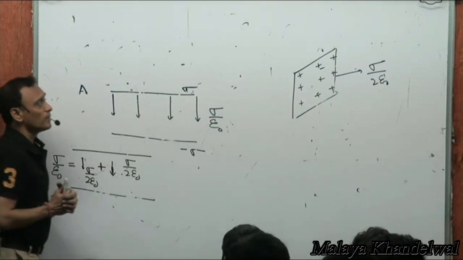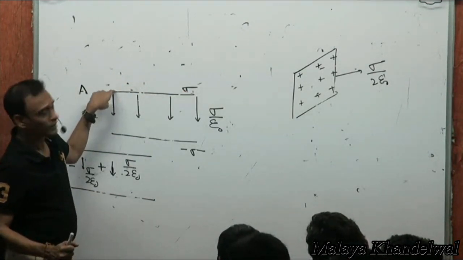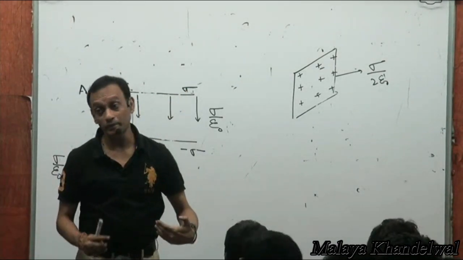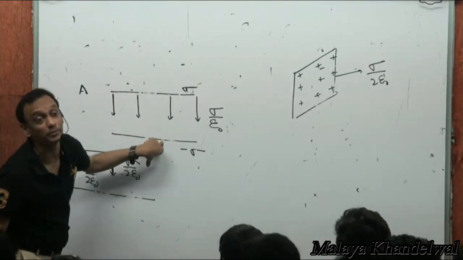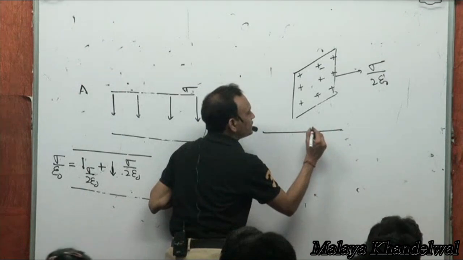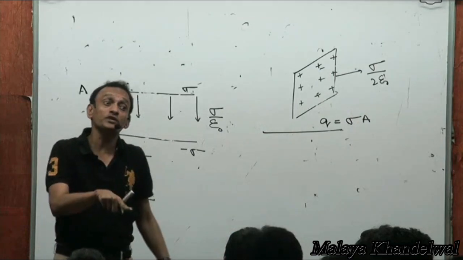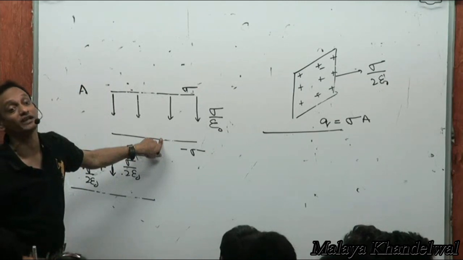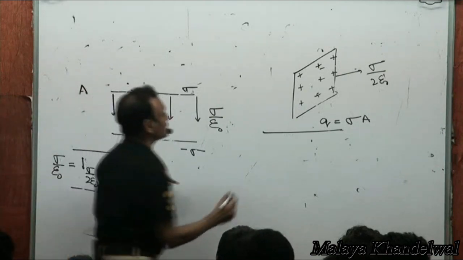Now, if you look at this plate, for example, the plate will not experience force because of its own charge, or its own electric field. The charges here will experience force because of the electric field produced by the other plate. Yes or no? That means if you look at the top plate, the total charge on the top plate is sigma into A, and the force that this experiences is going to be because of the electric field produced by the other plate. It will not experience a force because of the electric field produced by its own charge. Now the electric field produced by the other plate is sigma by 2 epsilon naught.